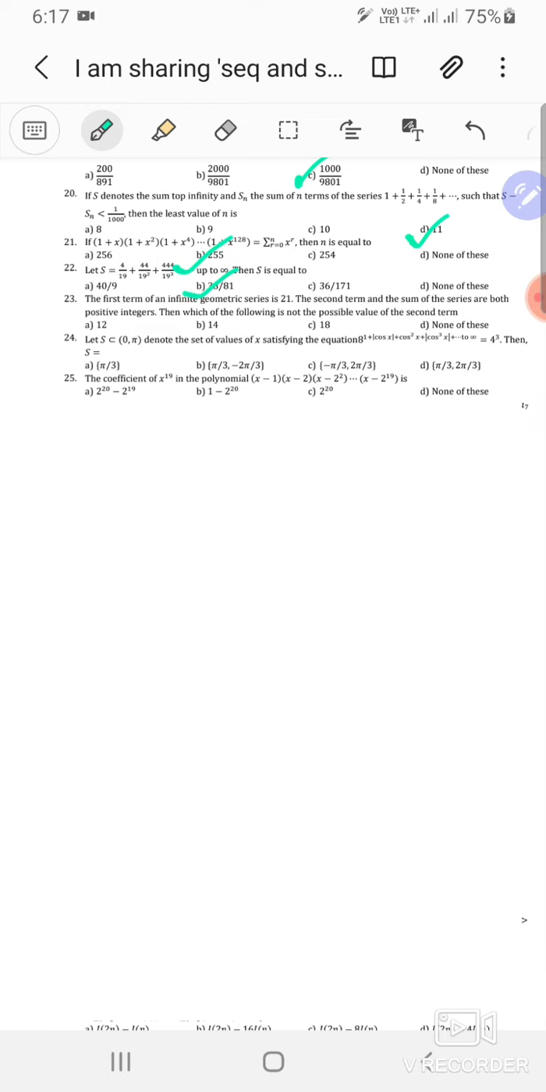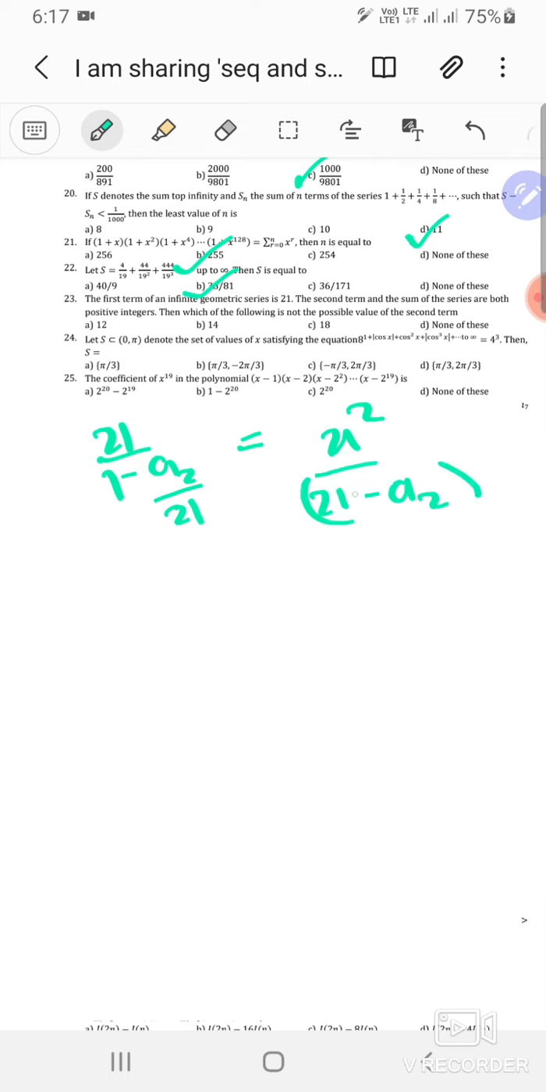Fine. So the first term of the infinite geometric series is 21. So in that case, the infinite sum has to be 21 upon 1 minus r, which is just a2 upon 21, which is 21 squared upon 21 minus a2. So in that case, this 21 minus a2 should divide 21 squared, right? So that's nice. Fine. What now?